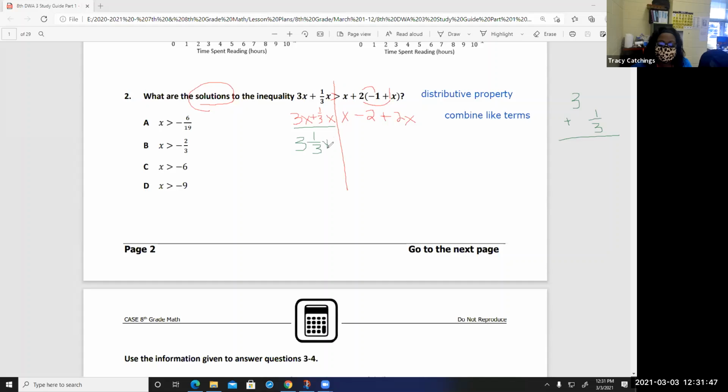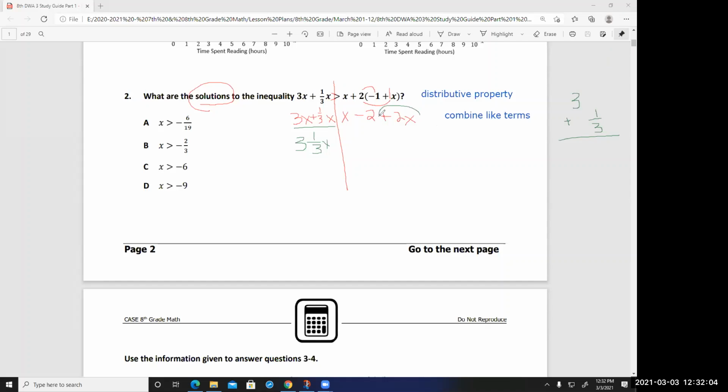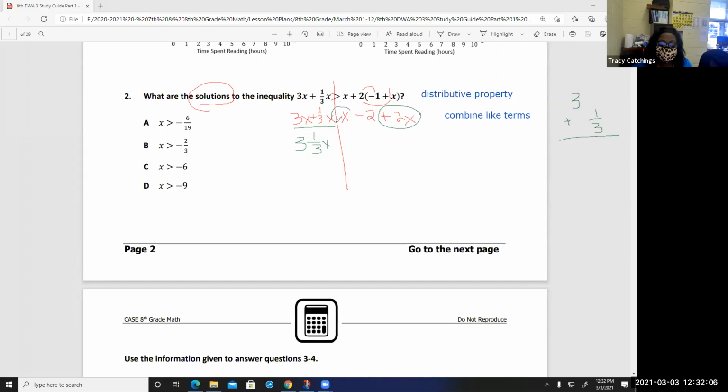Okay, so now we got 3 1/3 x. Can we do anything on the right side, combining like terms? All right, don't do the 2 because both of them don't have x's. So I will look at x's. So now that'll be 1x plus 2x. Good job, 3x. And then it's being taken away by 2.